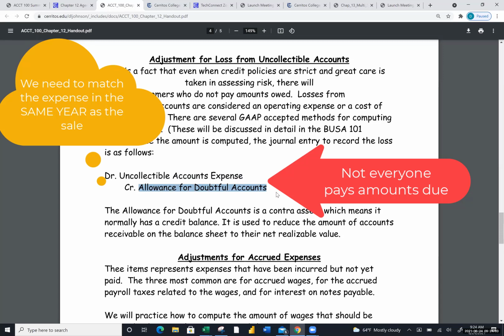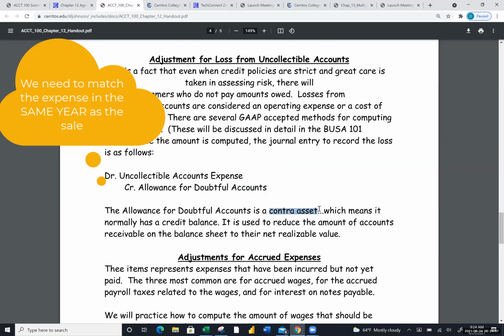Allowance for doubtful accounts. Here is a brand new account. It is a contra asset. You might be saying, well, why do I need that account? In other words, if I'm telling you that our accounts receivable is overstated on the books, why is it overstated? Because you're never going to collect 100% of it.